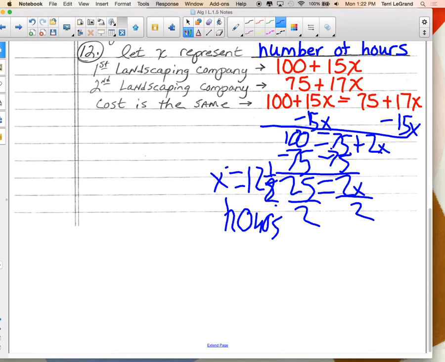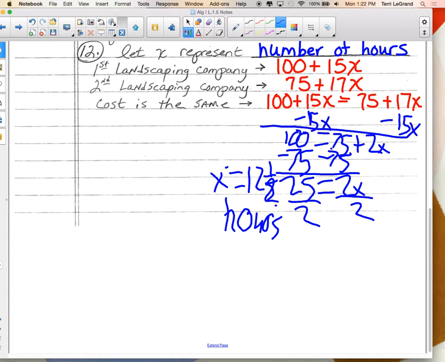What's going to happen at 13 hours or more? One of them is going to be more expensive than the other, right? And what's going to happen at 12 hours or less? The other is going to be more expensive. So when the job takes more or less than 12 and a half hours, that's when their costs differ. But at 12 and a half, it doesn't matter which company you go with.